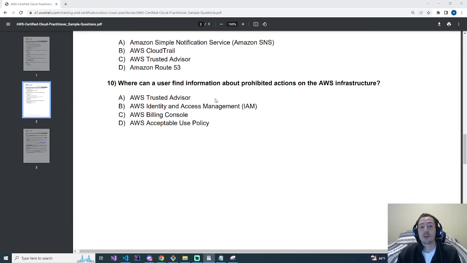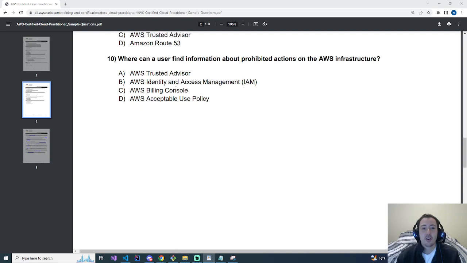All right, last one. Where can a user find information about prohibited actions on the AWS infrastructure? So essentially the rules, the rule book, right? We don't want to break any rules. We want to be a good customer. We want to be able to utilize AWS for our projects. And the choices are AWS Trusted Advisor, AWS Identity and Access Management, Billing Console, AWS Acceptable Use Policy.